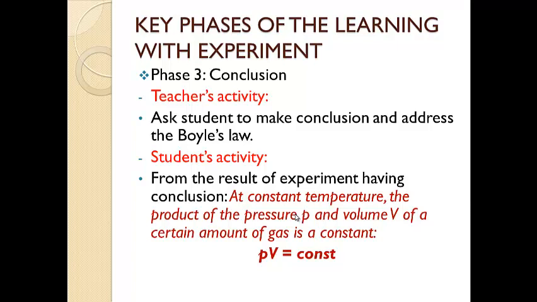In this activity, the teacher will ask the students to make a conclusion and state Boyle's law. And the work of students: make a conclusion from the result of the experiment. At constant temperature, the product of the pressure P and the volume V of a certain amount of gas is a constant. The product of P and V, P multiplied by V, equals a constant. And this is the content of Boyle's law.